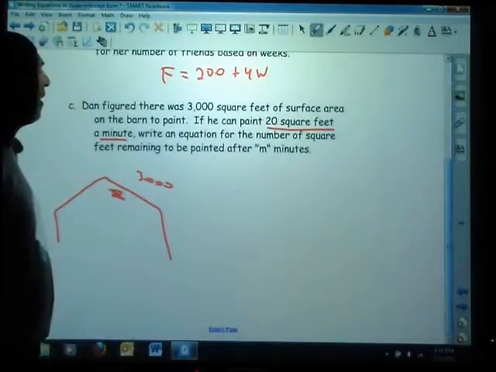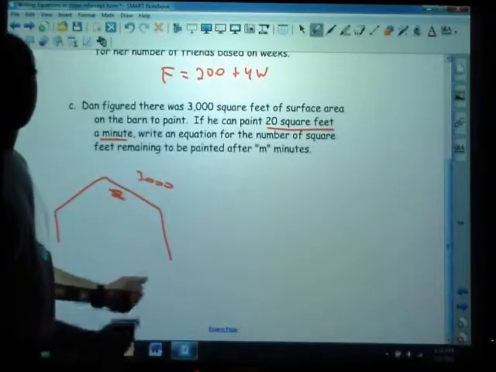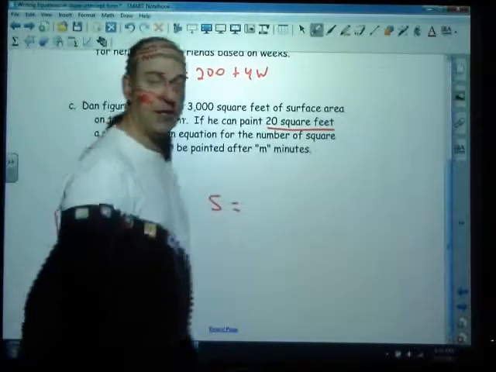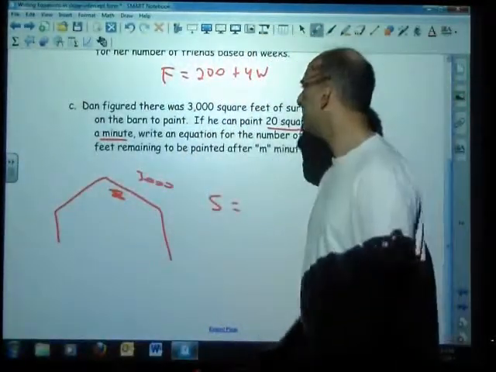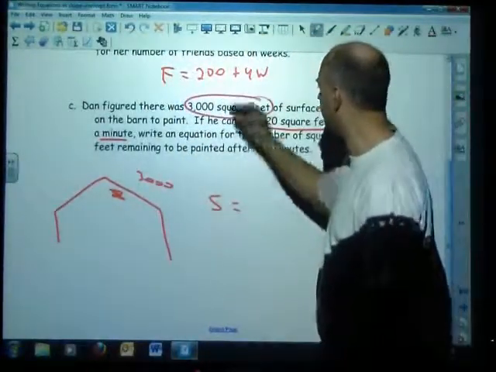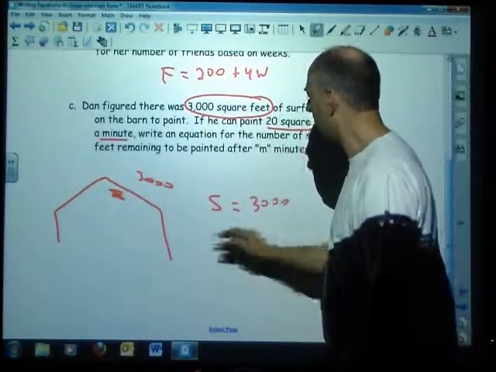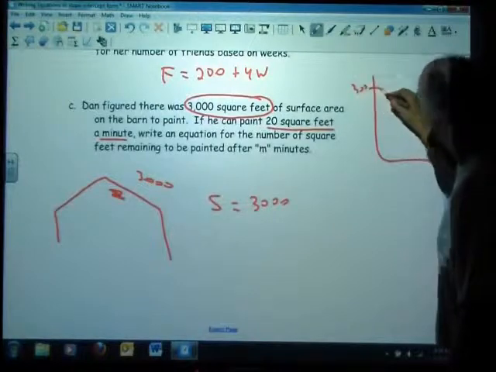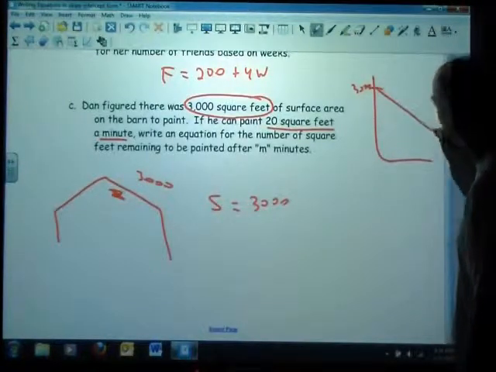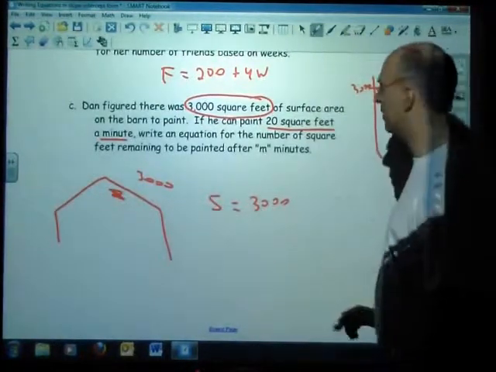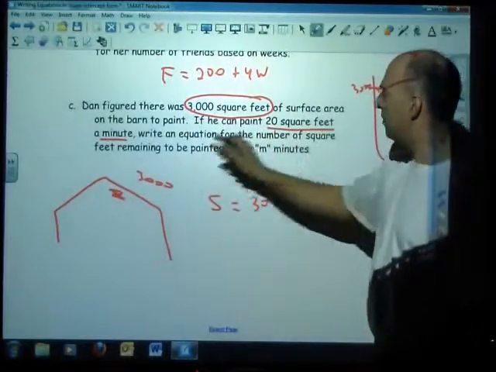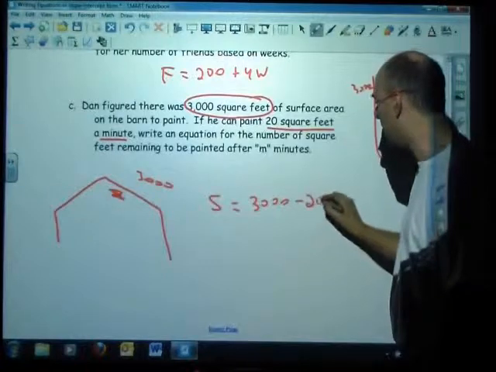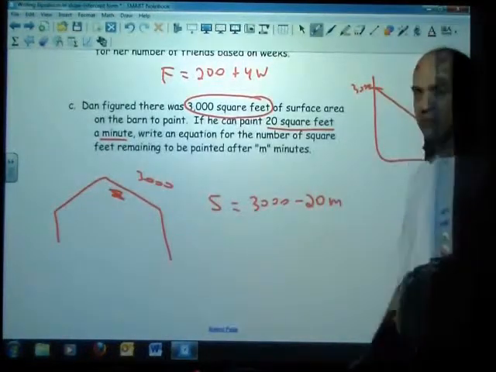So now we're talking about how many square feet is left to be painted. So I'll use S for square feet. And what is the starting point? Okay, 3,000 square feet is the starting point. He's painting away. So if we start at 3,000, his painting, it's going down because he's painting the square feet. And it's going down 20 feet every minute. So if we take it to letters, we have going down 20 per minute.